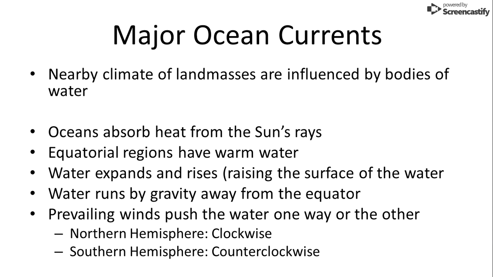So the ocean absorbs heat from the sun's rays. As you well know, that water heats up, but it has a very high heat capacity, so it warms up pretty slowly and cools down pretty slowly as well. That is important to note as we move forward in this unit, in the course in general. As the sun's rays hit the ocean, this is very direct in the equatorial regions, and therefore the water in the equatorial regions is very warm.